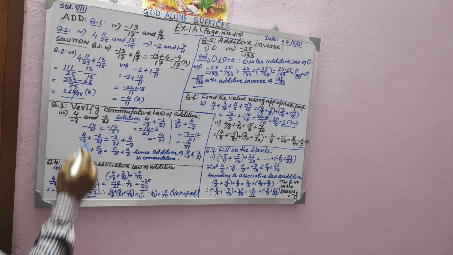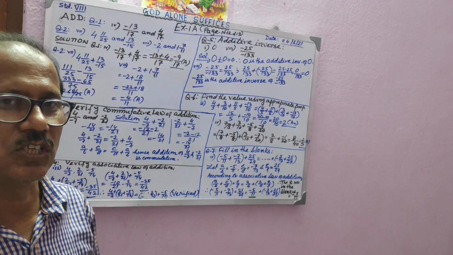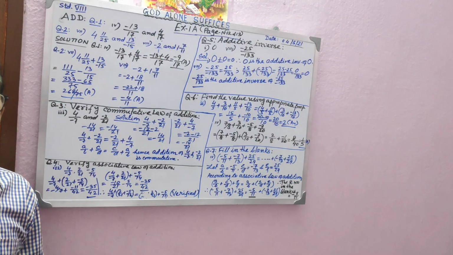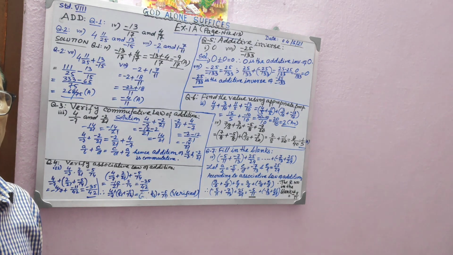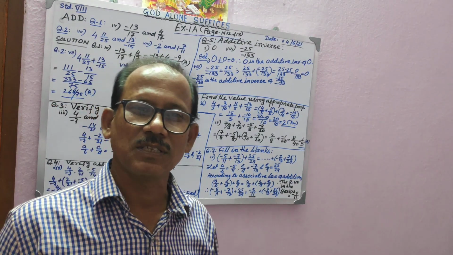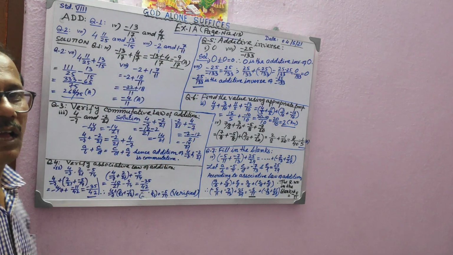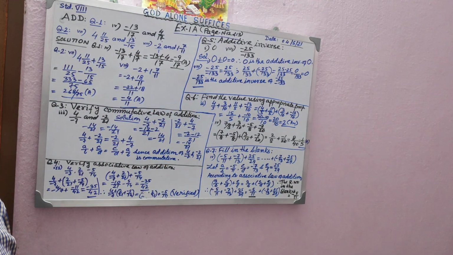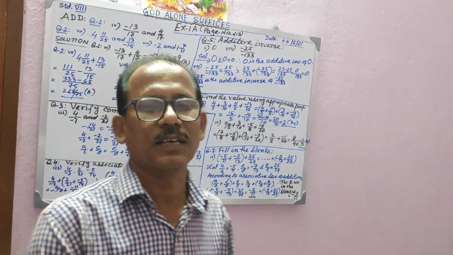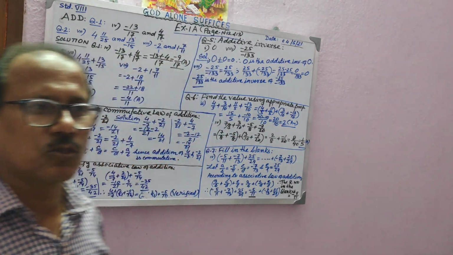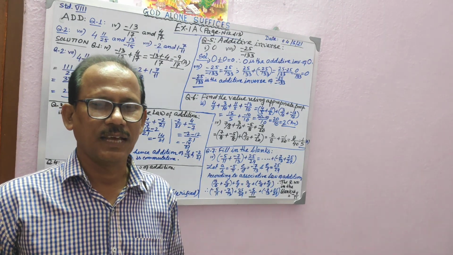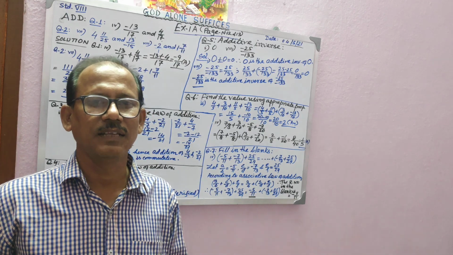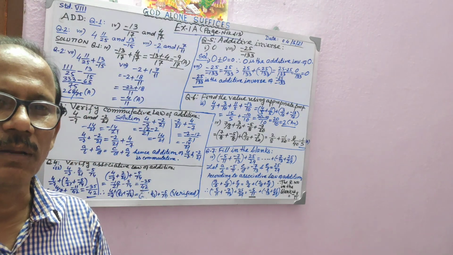Now question number 3, verify the commutative law of addition. You must remember all those laws: what is the closure property, what is the commutative property, what is the associative property. That will be better. The commutative property is what? A by B plus C by D will be equal to C by D plus A by B. That means if you change the order of the addition of two rational numbers, the sum will remain the same.